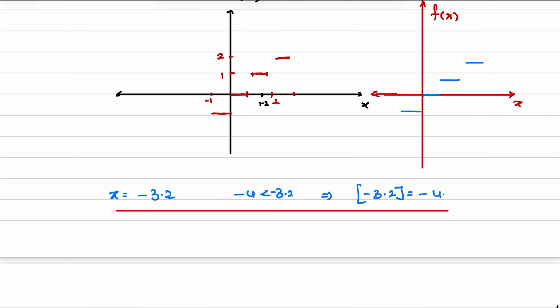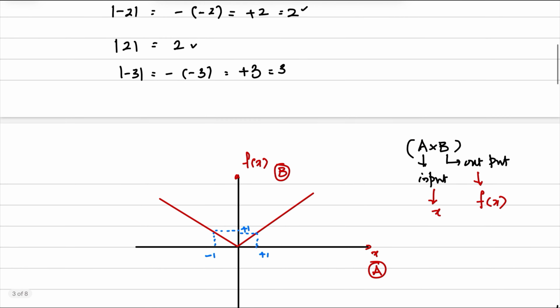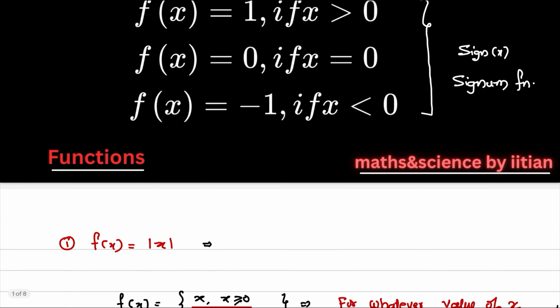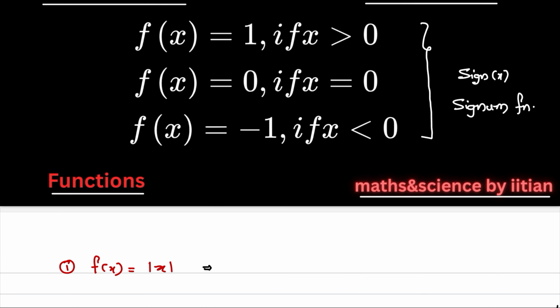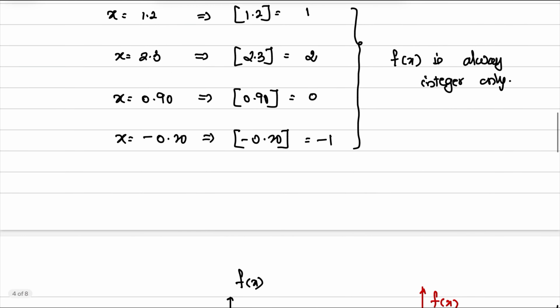These greatest integer functions are usually used in physics, in quantum physics, and also in electricity. Sometimes the frequencies of the waves we may have to define like this. Now, next, from whatever I have written here, I will explain other functions also, the signum function, because these are the functions where people usually get confused. Hence, I am taking them first.